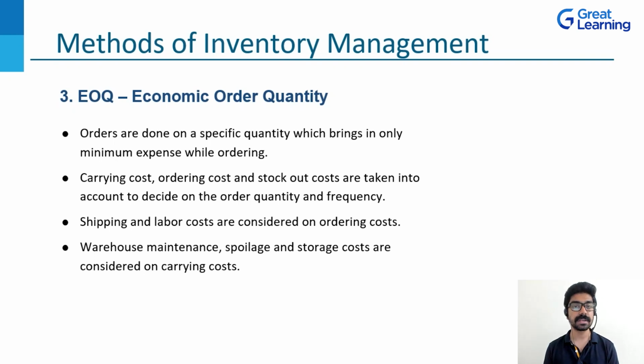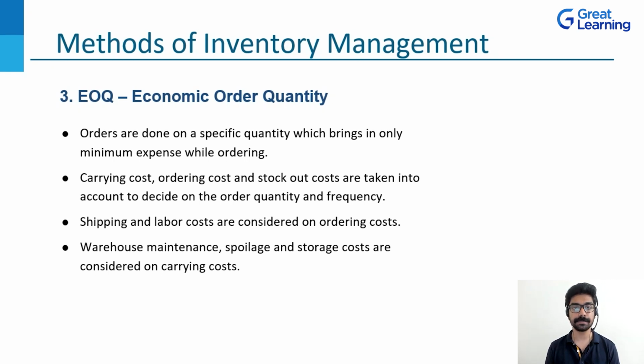And the costs associated with ordering are the carrying cost and the ordering cost. These two costs are taken into consideration while reordering is done, in order to make sure the particular item is stored in the inventory in the right quantity. So what exactly are carrying cost and ordering cost? The cost associated with shipping and labor comes under ordering cost.